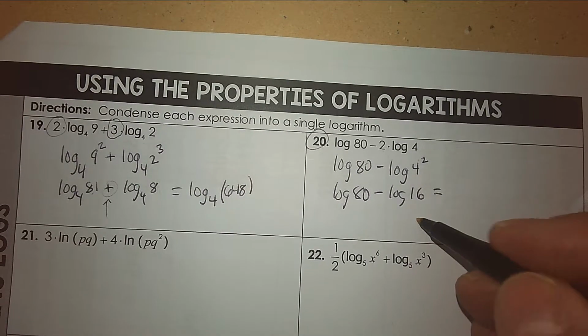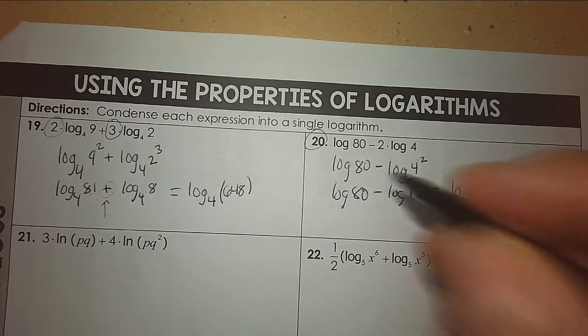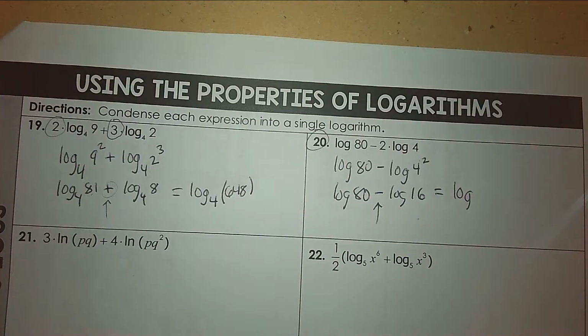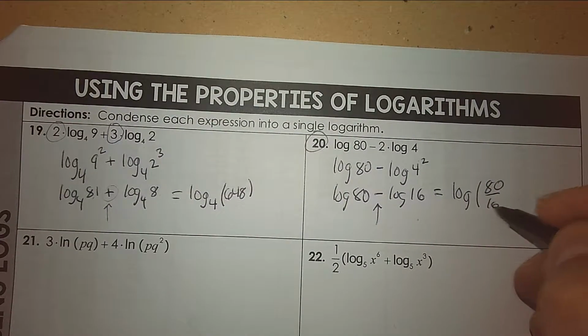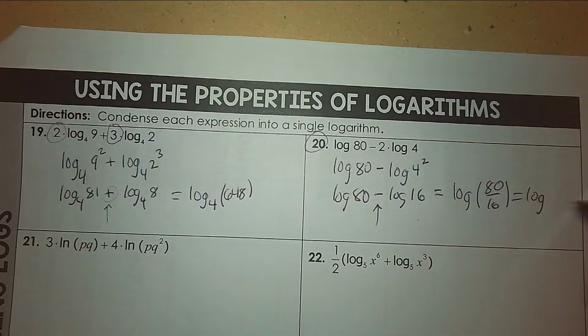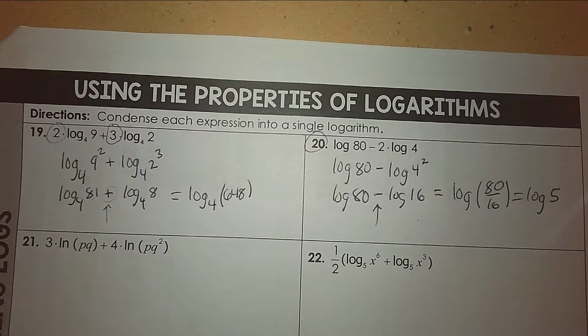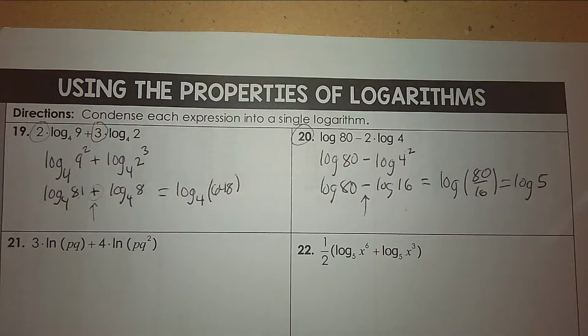4 squared is 16. Because I'm subtracting, how do I write that as one logarithm? Do you know they go in evenly? Do you have the ability to simplify a logarithm?